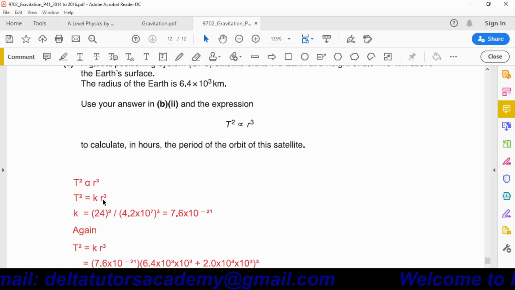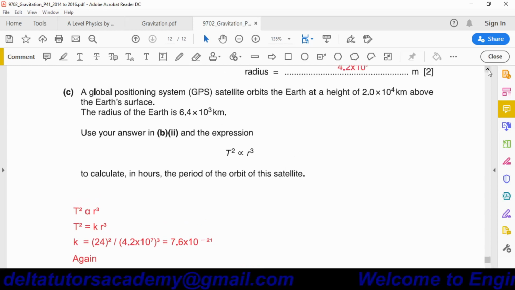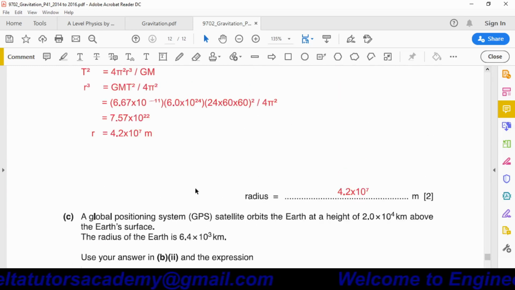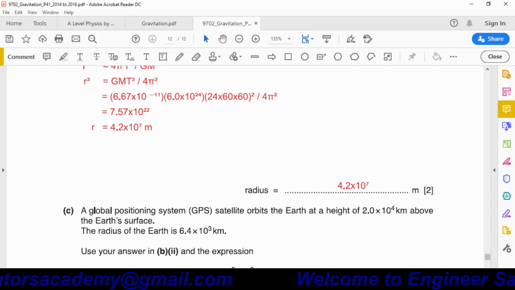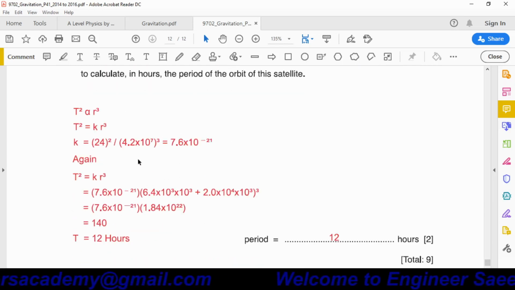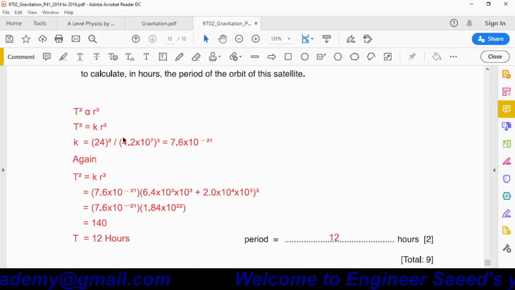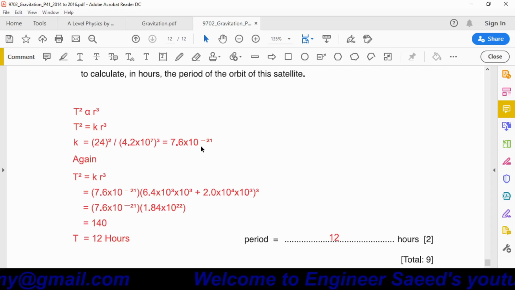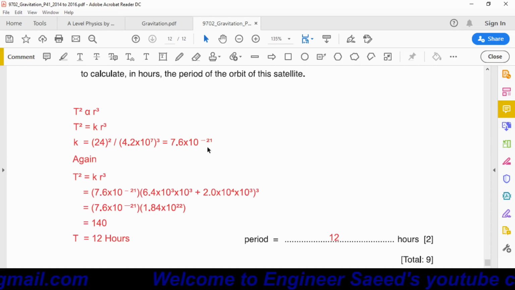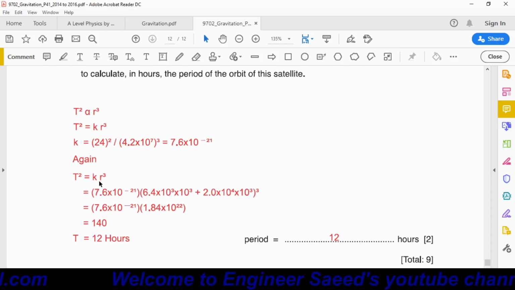What is the value of this small r? R is the distance, and this distance we have calculated. It is 4.2 into 10 power 7. So it is 4.2 into 10 power 7 cubed, and by calculating we got k is equal to 7.6 into 10 power minus 21. The same equation t square is equal to k r cube we have written again.